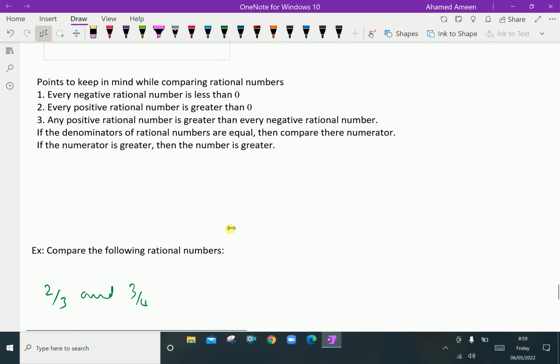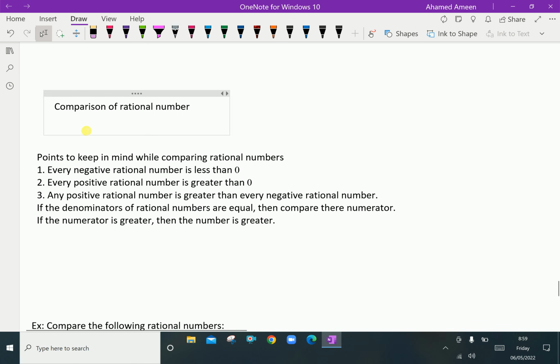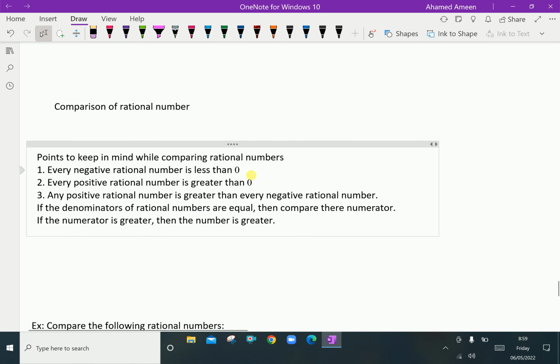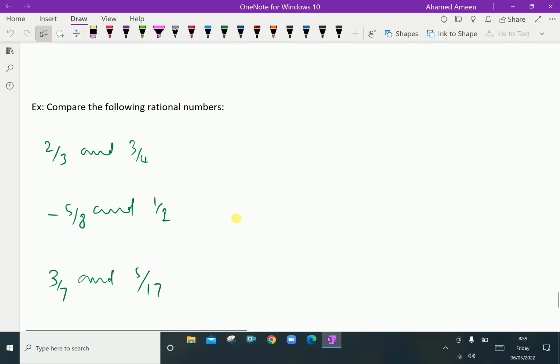Now, comparison of rational numbers. Look at these points to compare rational numbers. First, every negative rational number is less than 0. Every positive rational number is greater than 0. Any positive rational number is greater than every negative rational number. That means any negative rational number is lesser than any positive rational number. If the denominators of rational numbers are equal, then compare their numerators. If the numerator is greater, then the number is greater. Here we will do some examples so you can understand this concept.